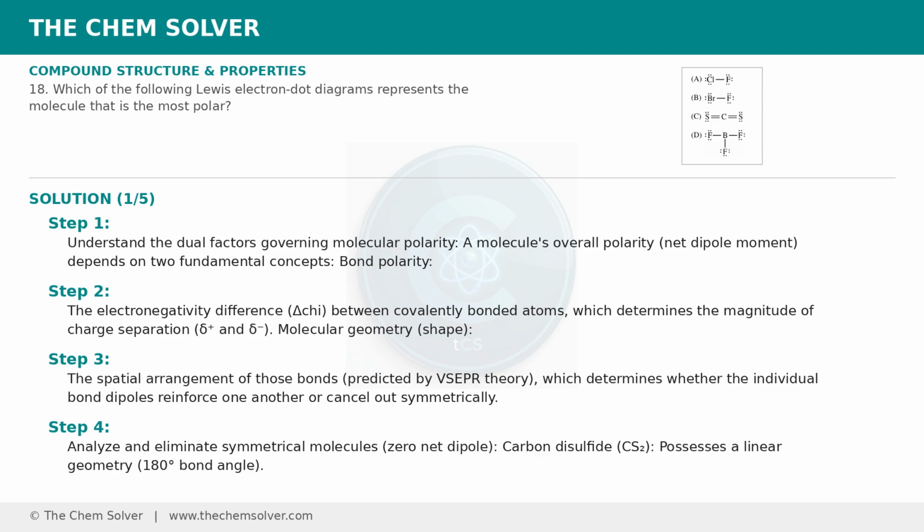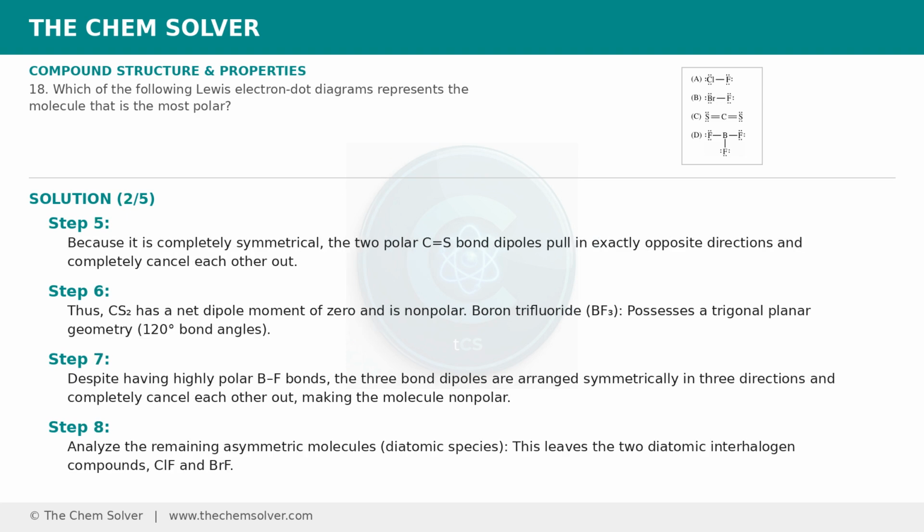Analyze and eliminate symmetrical molecules. Zero net dipole: carbon disulfide, CS2, possesses linear geometry, 180 degrees bond angle. Because it is completely symmetrical, the two polar C=S bond dipoles pull in exactly opposite directions and completely cancel each other out. Thus, CS2 has a net dipole moment of 0 and is nonpolar.